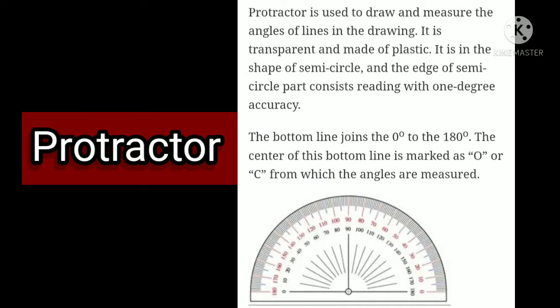Next is protractor. Protractor is used to draw and measure the angle of lines in the drawing. It is transparent and made of plastic. It is in the shape of a semicircle and the degree of the semicircle part consists of readings with 1 degree accuracy. The bottom line joins the 0 degree to 180 degree. The center of this bottom line is marked as O or C from which the angles are measured.